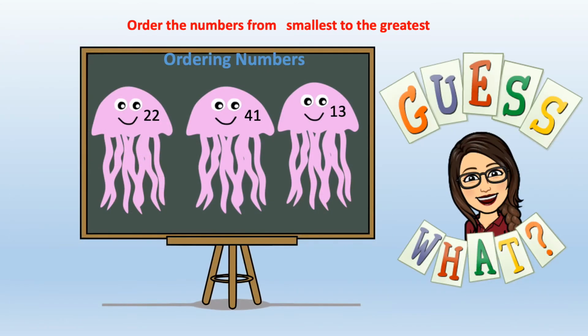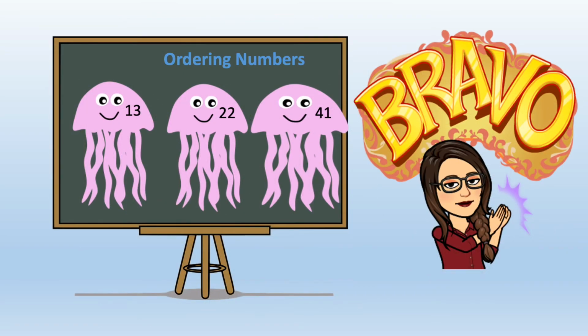Okay. Let's have a look at another example. We have 22, 41 and 13. Now let's try to arrange these numbers from the smallest to the greatest. Can you guess which number is going to be the smallest among these and which is the greatest? Guess. Well done. Here you are. So first the smallest number is 13, then comes the next smallest, 22, and finally 41.